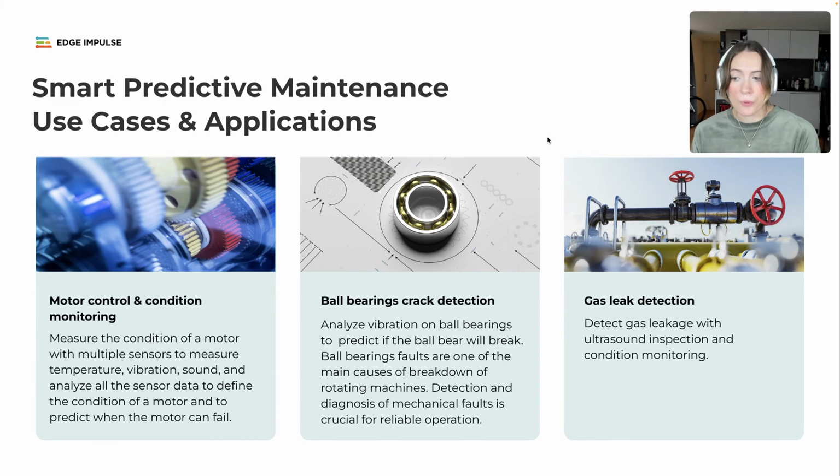We could also do things for motor control and condition monitoring, where we can measure the condition of a motor with multiple sensors using a concept called sensor fusion and analyze all the sensor data coming in at the exact same point to predict when a motor could fail. We can also use anomaly detection for things like ball bearing crack detection with the diagnosis of mechanical faults. And you can also do gas leak detection depending on various sensors that you have for your gas pipelines.